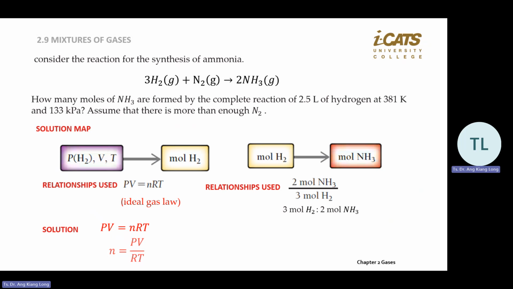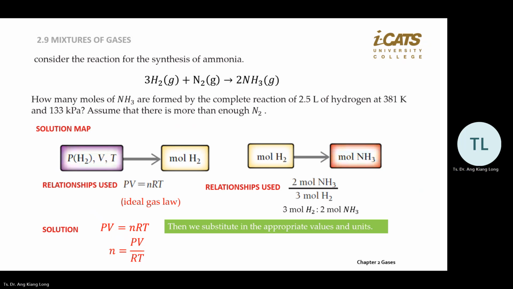So you see how I convert. I find the n, PV equal nRT. I rewrite n equal to PV over RT. P you have, V you have, R is 8.314 something, T you have. You press calculator. Again, I skip all the substitution already. You get n equal to 0.150 mole. You get this answer.